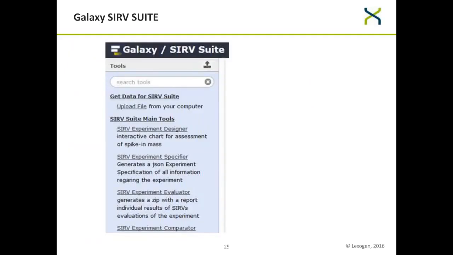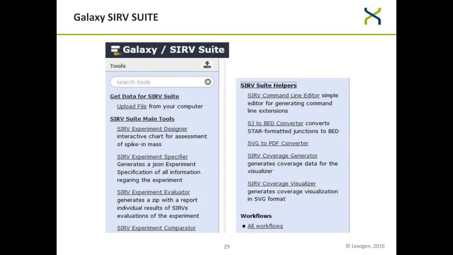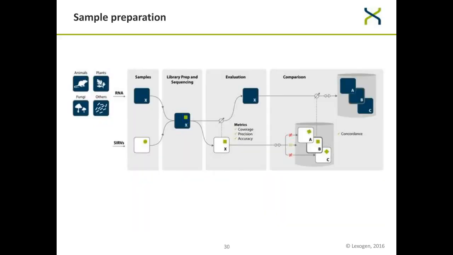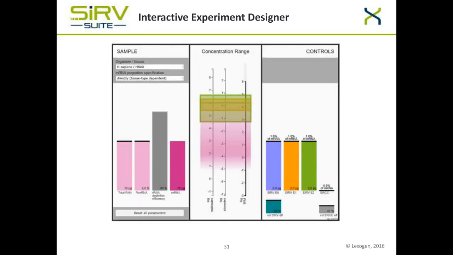So those of you that are accustomed to Galaxy will know how it looks like. You've got access to all the main tools and also some helper applications. And of course, we will start with the experiment designer. Now, the experiment designer actually is giving you information for the step where you spike in your cells into your RNA, your endogenous RNA. It will look like this.